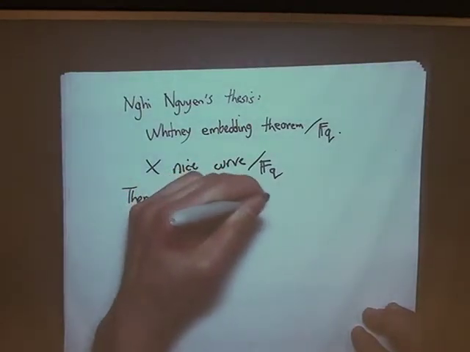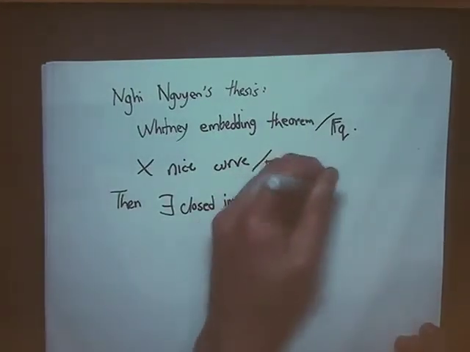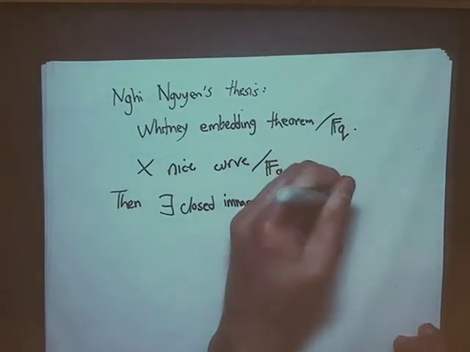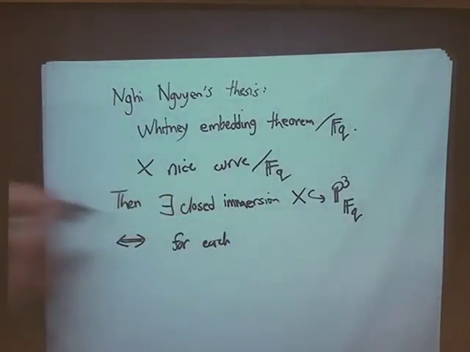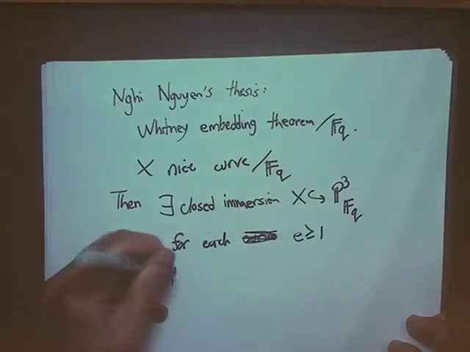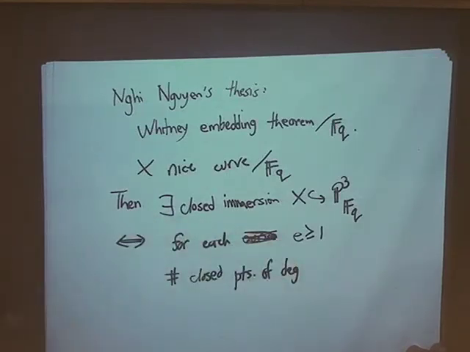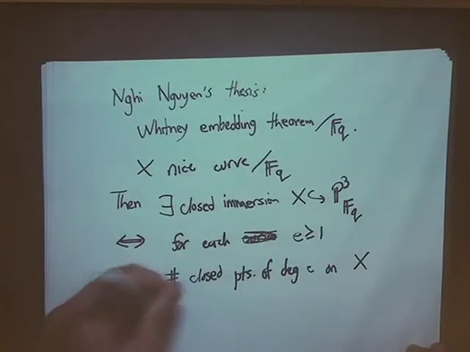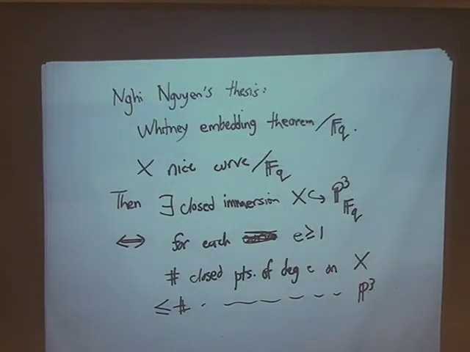So that's an obstruction. That's not the only obstruction. It could be that X has more closed points of degree 2 than P^3 has. So you have infinitely many obstructions of this type. And then the theorem is that those are the only obstructions. So if for each e greater than or equal to 1, the curve embeds set-theoretically, meaning that the number of closed points of degree e on X is less than or equal to the corresponding number for P^3, then it embeds. This is an elaboration of the same kind of closed point sieve that I was talking about.